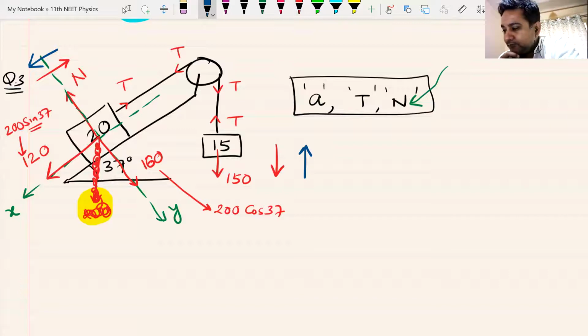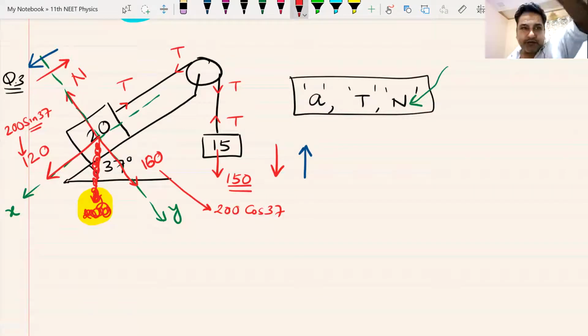Sir, because the force acting on the 15 kg block is greater than on the 20 kg. Yes. The force which is trying to pull it down is 150. But here the force which is trying to pull it down is only 120. Do not get confused by this 20 kg. 200 Newton is not trying to pull it down because 200 Newton is getting cut into 2 parts. One is 120 and the other is 160.